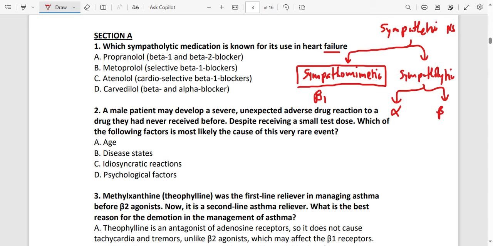Thank you so much, Carvedilol. So this one we just need to know it is the drug of choice in heart failure, although it is working on the same receptors that other drugs are also working on, but it's a drug of choice.